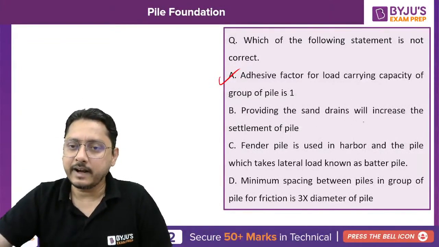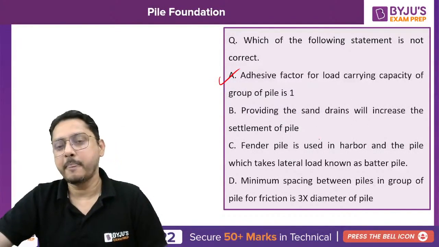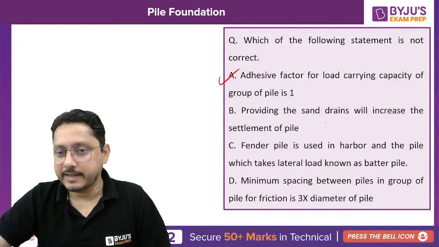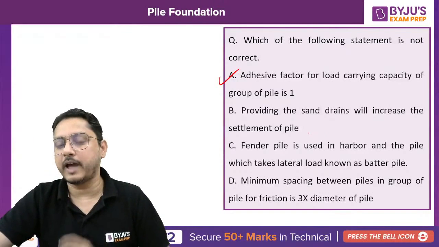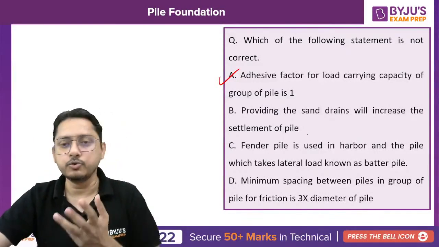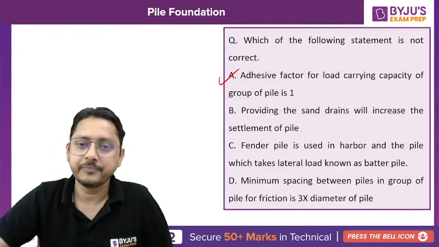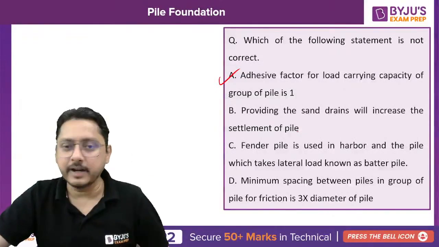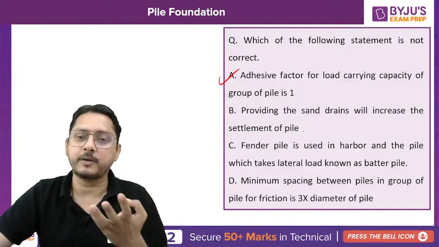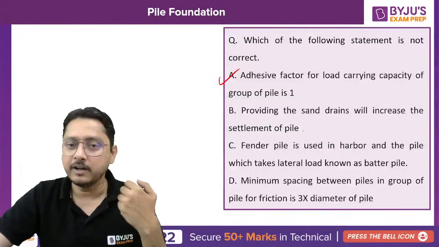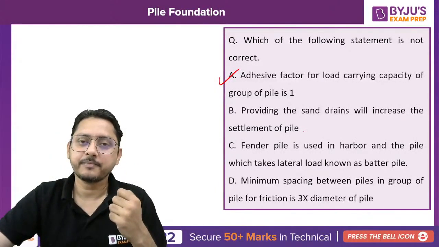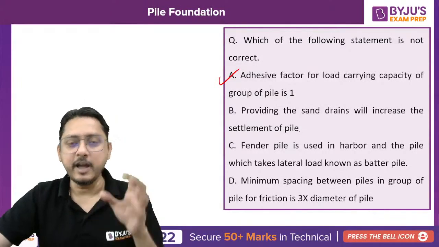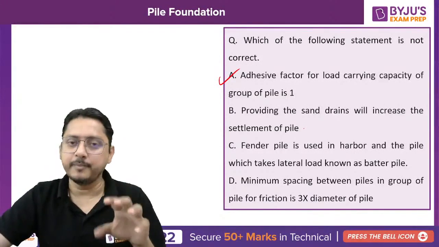So, providing the sand drain will increase the settlement of the pile. See, he is actually asking about the amount of settlement. You know that from the consolidation chapter only. If you provide more and more drainage, it is not going to increase your settlement. It is going to increase the rate of the settlement, isn't it? The time required for the total ultimate settlement will be smaller.